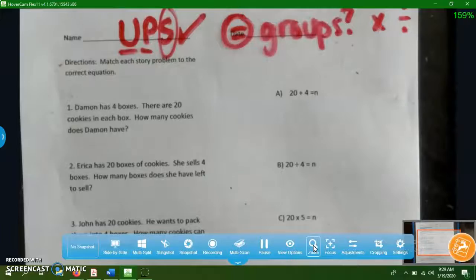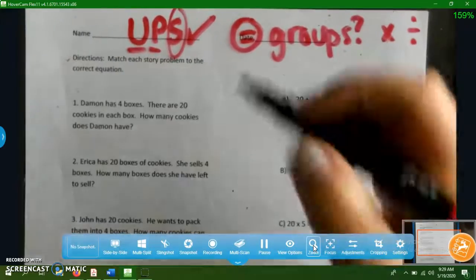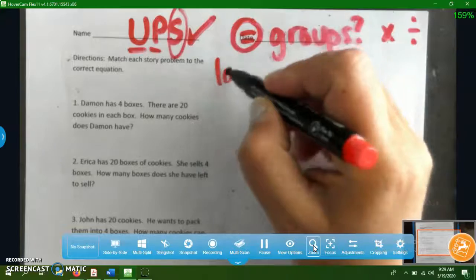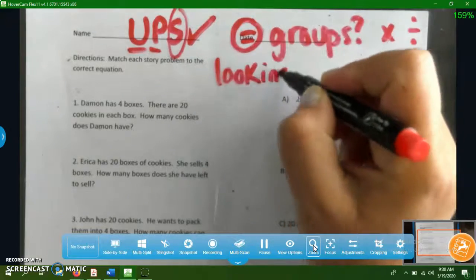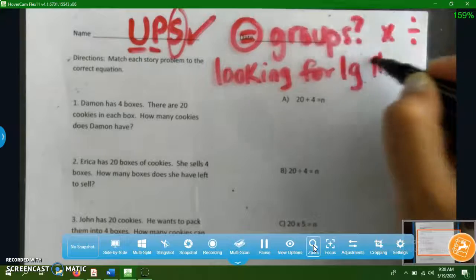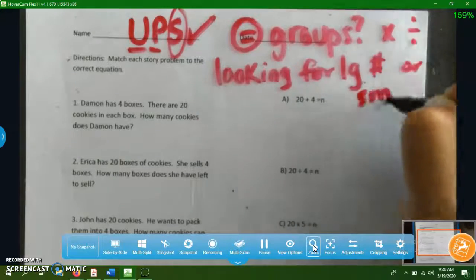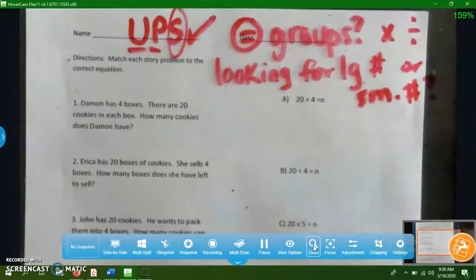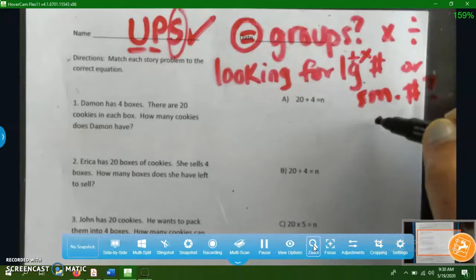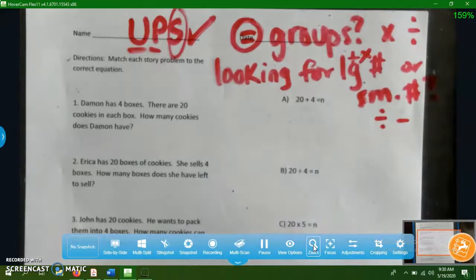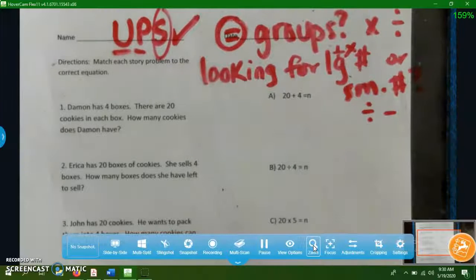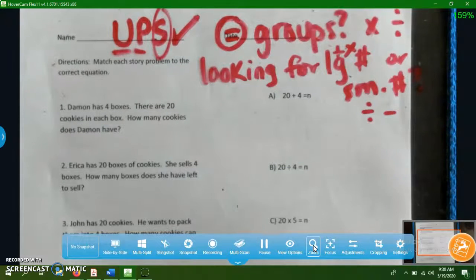And we also want to ask, am I given a large number and looking for a small number, or am I given small numbers looking for a large number? So, looking for a large number or small number, because we know if we're looking for large numbers, then we're going to add or multiply, and if we're looking for small numbers, then we're going to divide or subtract, because that's what we can do in math to make numbers larger or smaller. So, our first question.